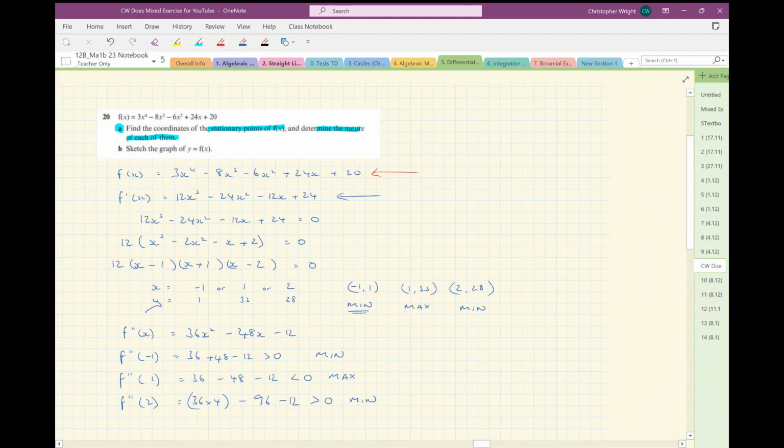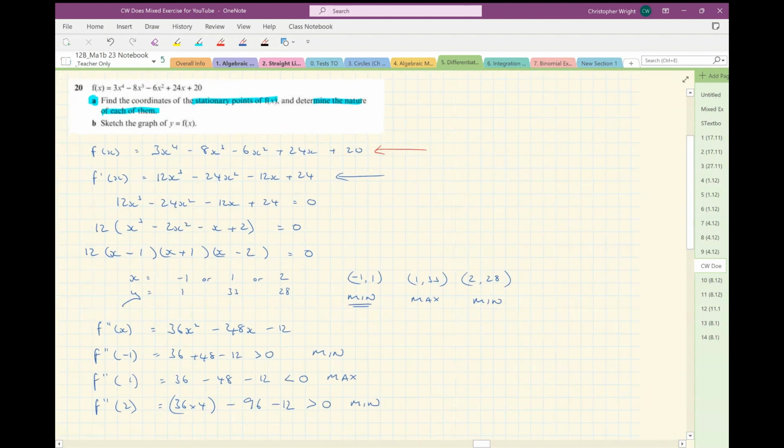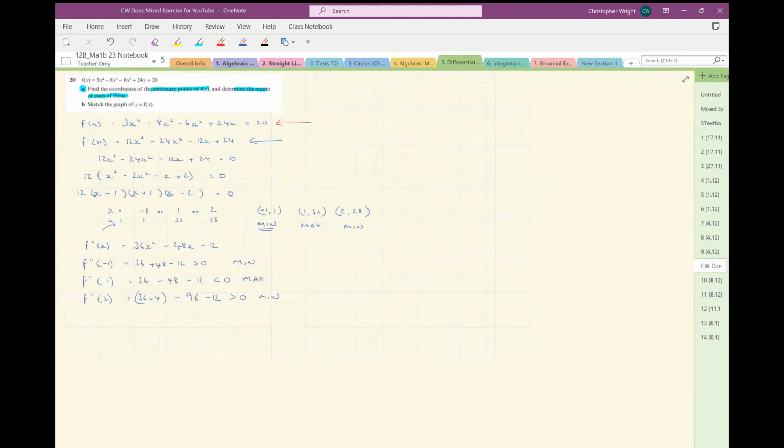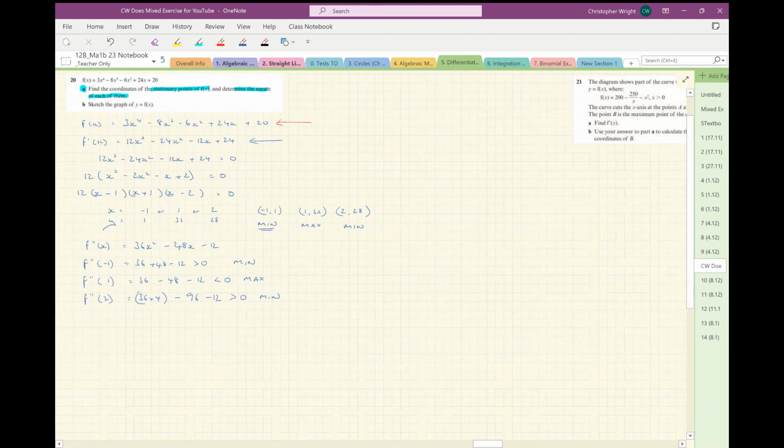So that's part A complete. We have found the coordinates of each of the stationary points, and we've determined the nature of each of those points. Right, part B, sketch the graph. Okay, now, let's draw a set of axes here.